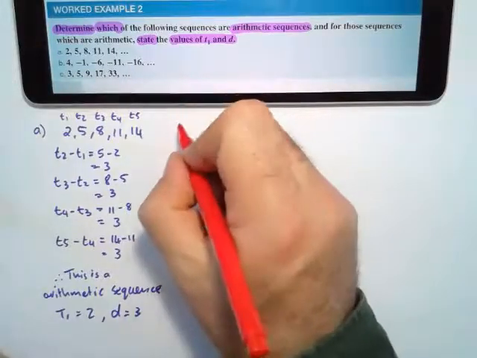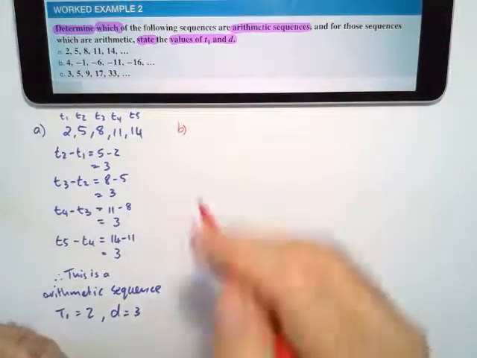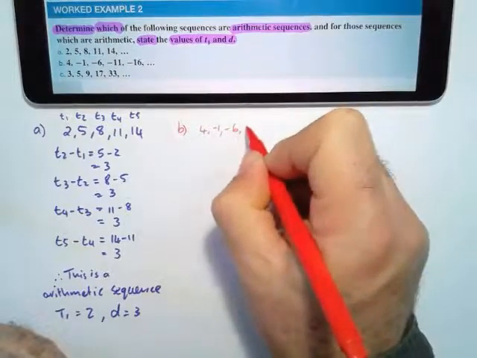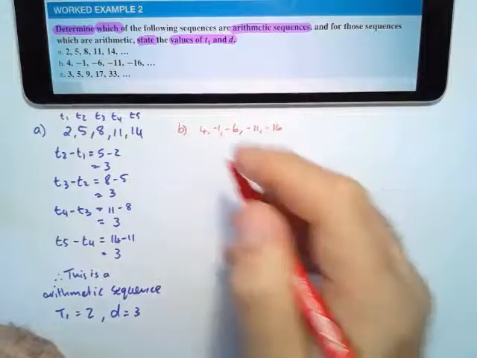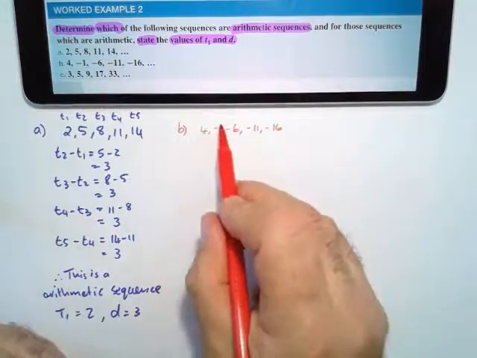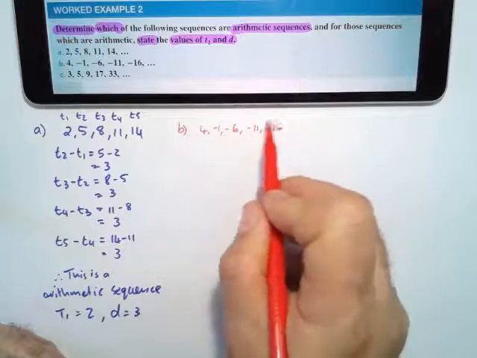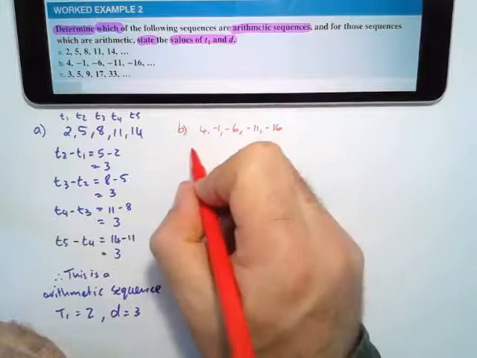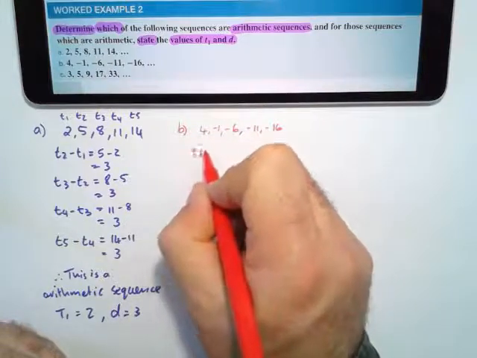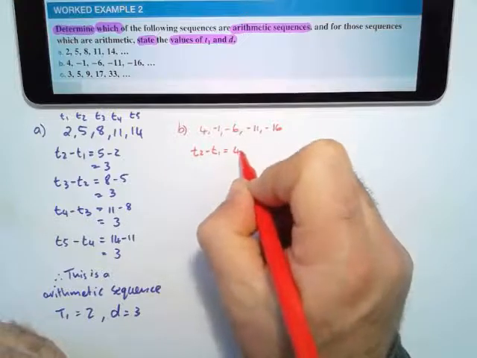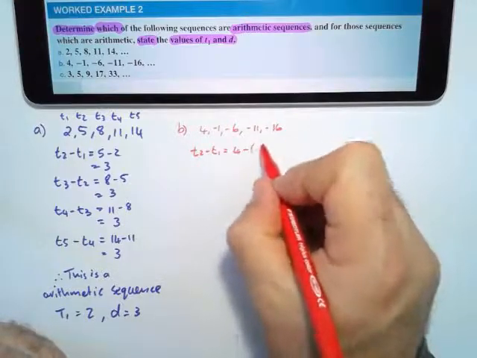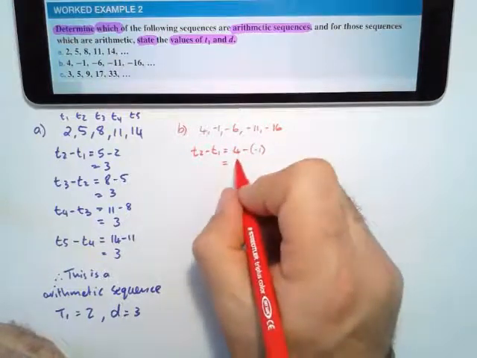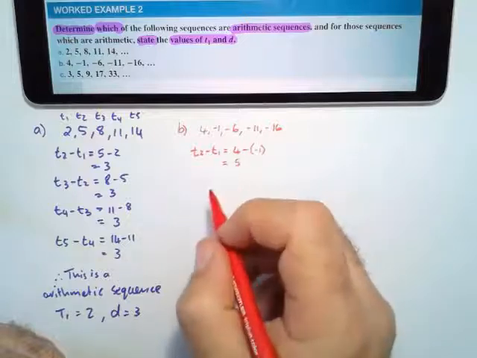For B, when I look at B, I have 4, negative 1, negative 6, negative 11, negative 16. I'm going to do the same. I need to check that the difference between each pair of consecutive terms is the same. So the difference between term 2 and term 1 equals 4 take away. Now because there are negatives, I'm going to use brackets. A negative times a negative is positive. 4 plus 1 is 5.